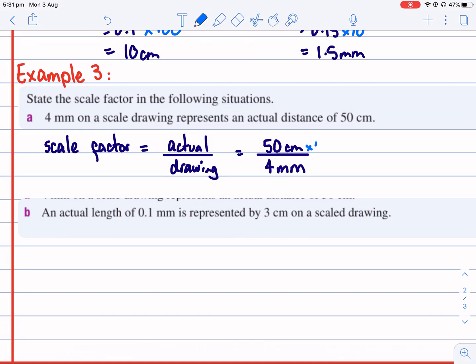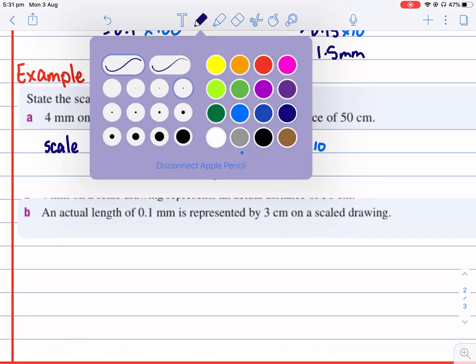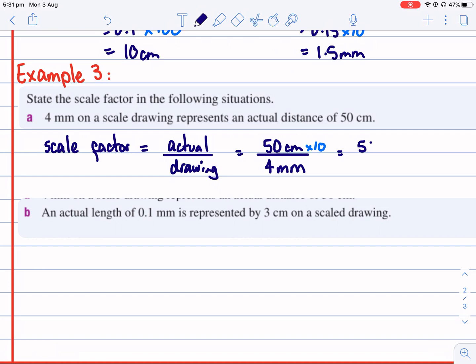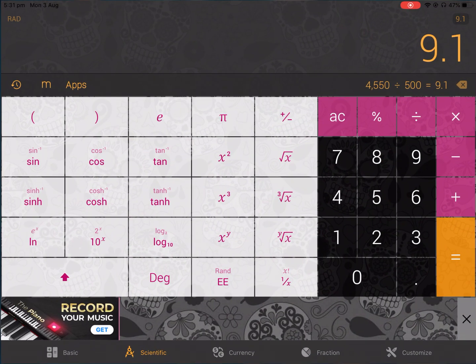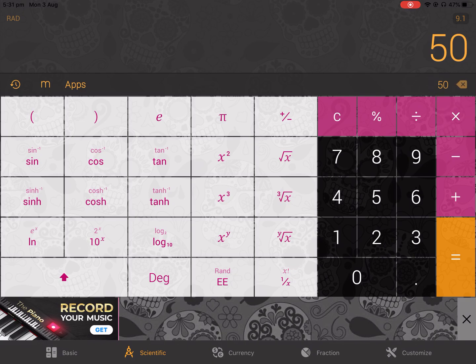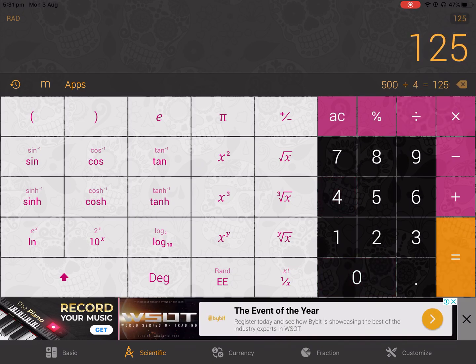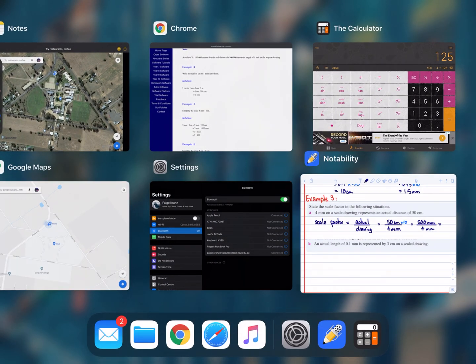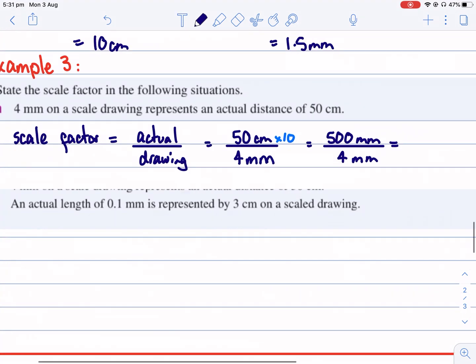So if we times this by 10, because there's 10 mil in a centimeter, then 50 centimeters is 500 mil. We're dividing by 4 mil. So that gives us, divided by 4, 125. So it's a scale factor of 125.